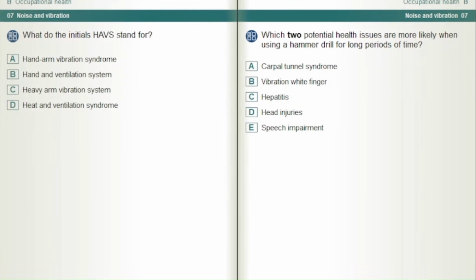Which two potential health issues are more likely when using a hammer drill for long periods of time? Carpal tunnel syndrome. Vibration white finger. Hepatitis. Head injuries. Speech impairment.